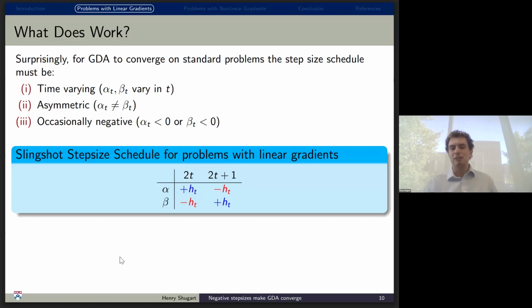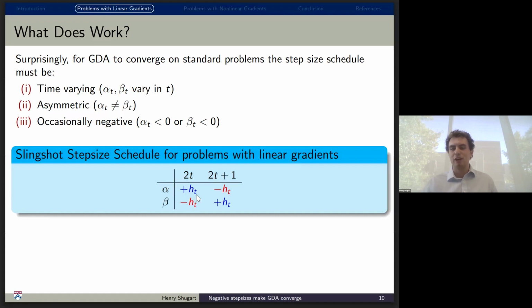And this is going to be what we call the slingshot step size schedule for problems with linear gradients. The slingshot step size schedule that we define here is that alpha and beta alternate taking positive and negative steps. In each pair of iterations, the x player is first going to take a positive step, a gradient descent step, while the y player takes a negative step, similarly doing a gradient descent step. And then they're going to both switch on the 2t plus 1 iteration.